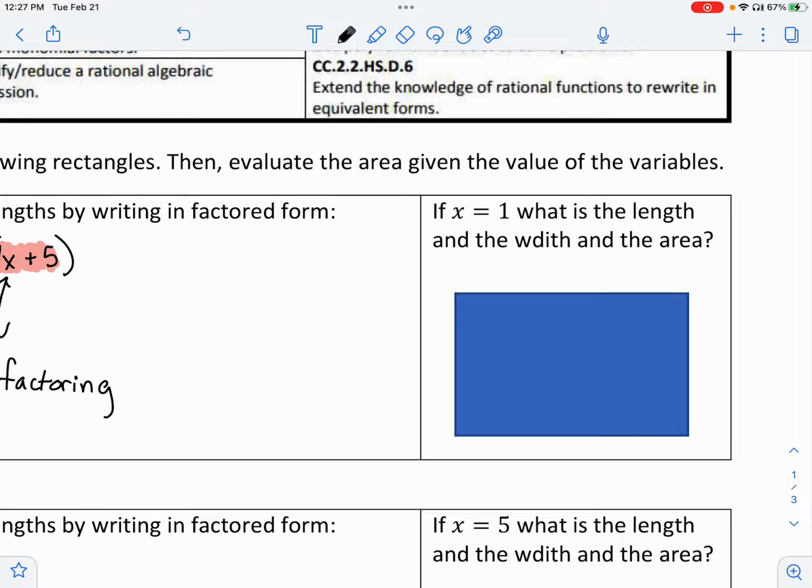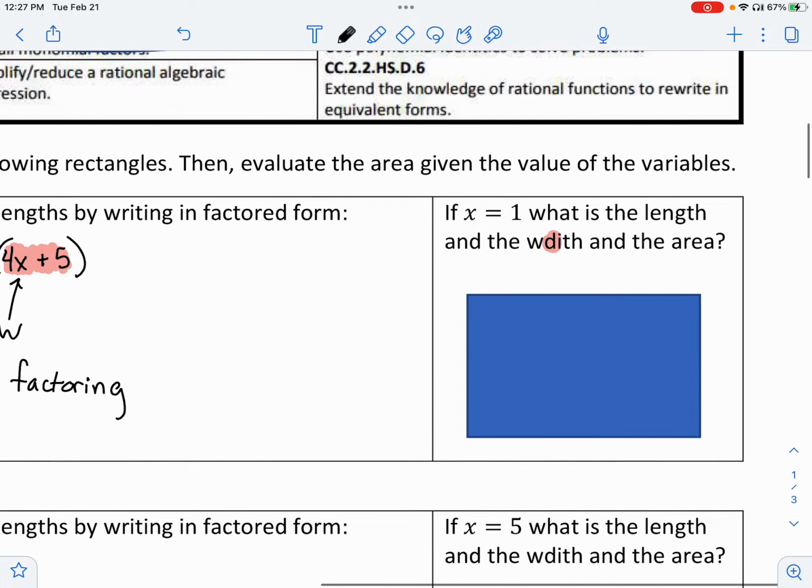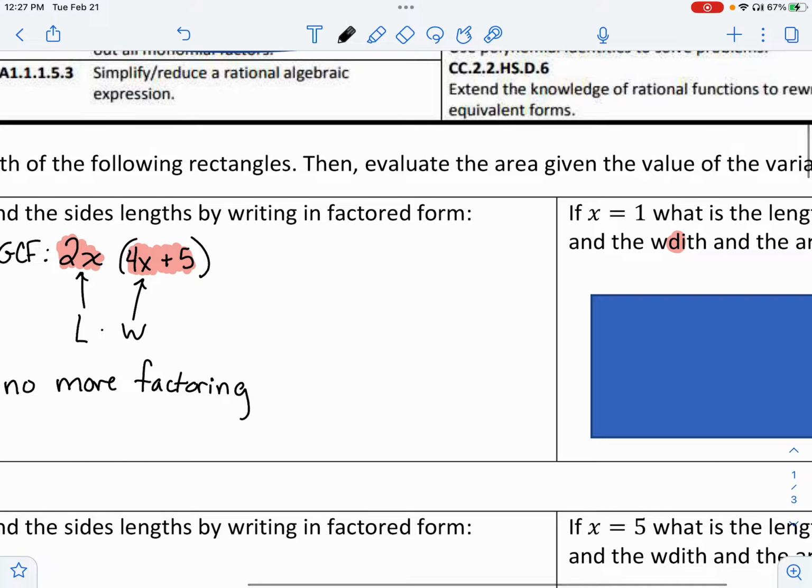If x is 1, what's the length, what's the width, and what's the area? I spelled width wrong every single time in here, so I'm going to change that for you. I apologize. On your notes, I will say W-I-D-T-H. So x is 1. That's very interesting. Right here in a different color, if x is 1, then what is 2x? You see how 2x was one of our sides? I had the length as being 2x, and I have the width as being 4x plus 5.